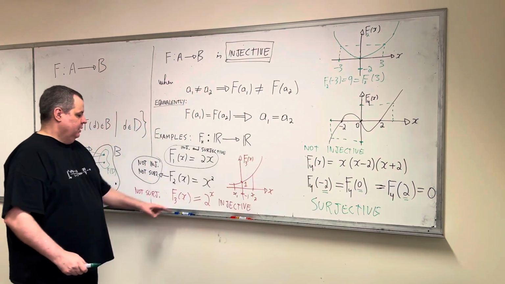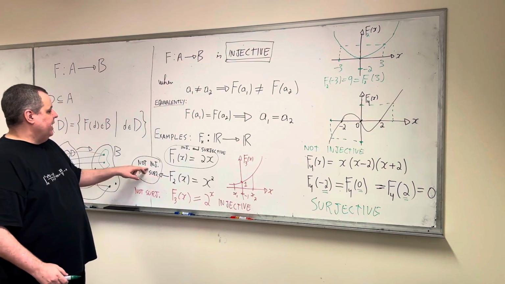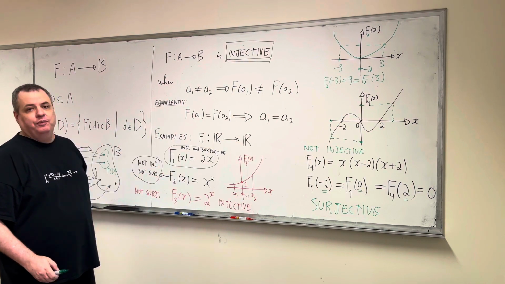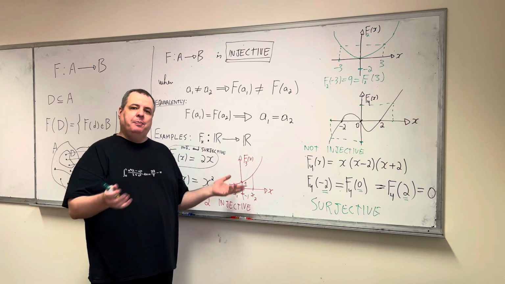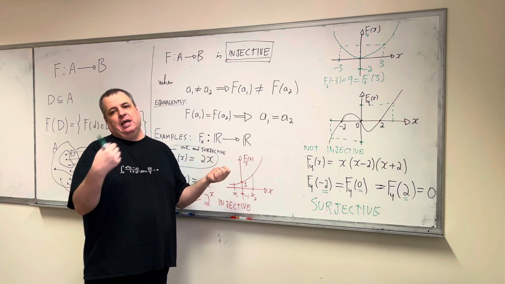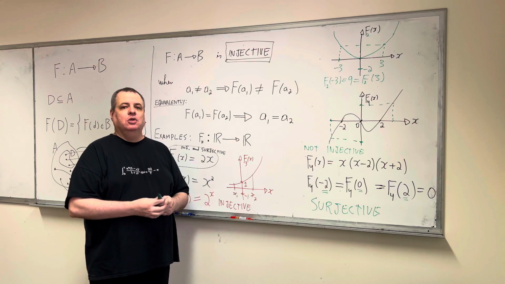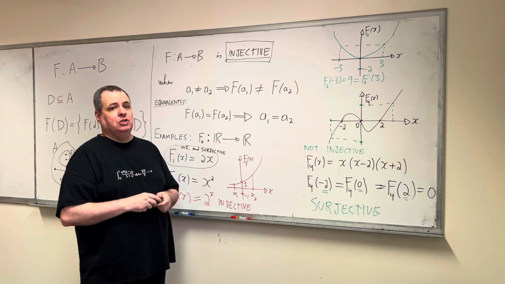And this one is only injective but not surjective. f2 is neither, and f1 is both. So all combinations are possible. In principle, these are independent properties. One property can hold and the other fail, or both can hold, or both can fail, any combination. Okay? So that's the basic definitions of functions.